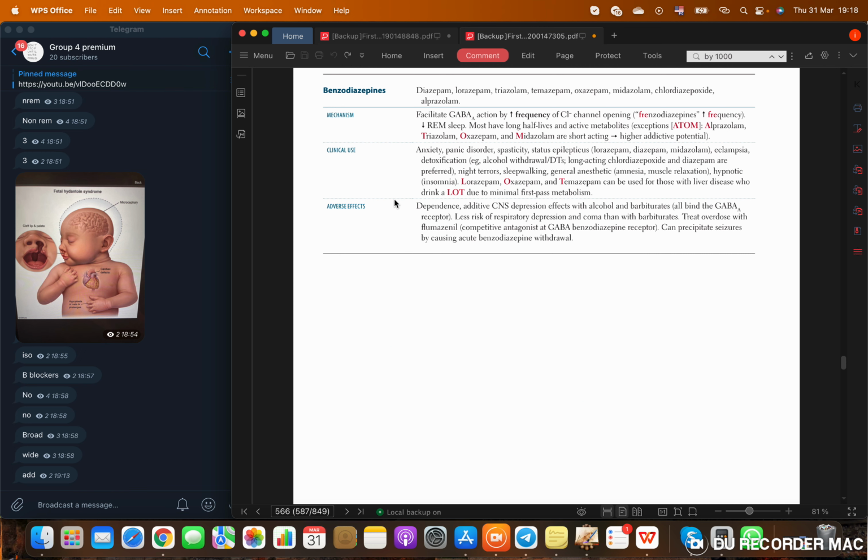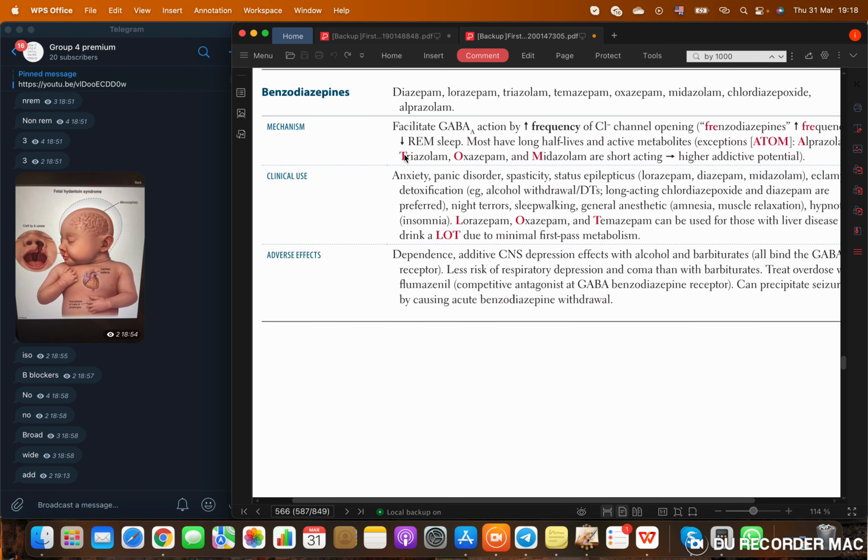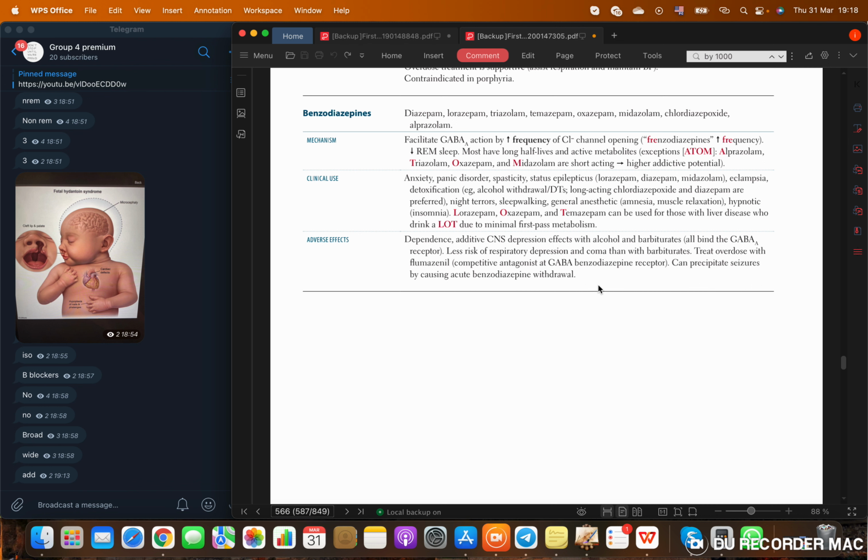Clinical use: benzos can be used for anxiety, panic disorder, spasticity, and status epilepticus, as we spoke about previously. Status epilepticus is a seizure that lasts more than 5 minutes, basically. And eclampsia, which is basically pre-eclampsia plus seizure.